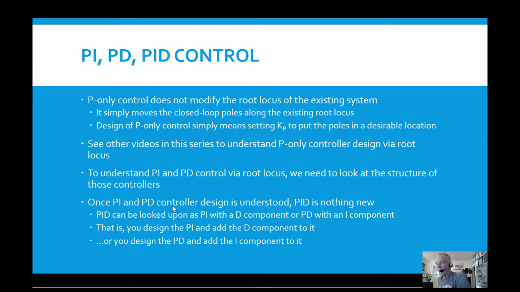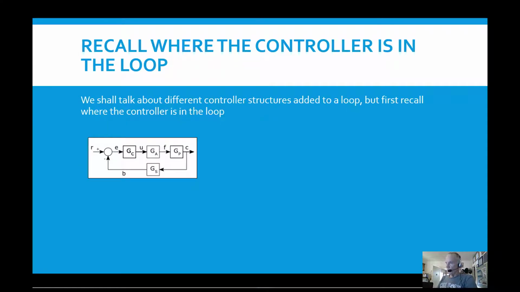Now, to understand how a PI or a PD changes the root locus, you need to look at the structure of those controllers, and that's what we're going to do specifically in this video. Once you understand both the PI and the PD effect on the system, a PID is really nothing new, because a PID can be looked at as a PI with a D component added onto it, or a PD with an I component added onto it. So a PID is nothing beyond those two things.